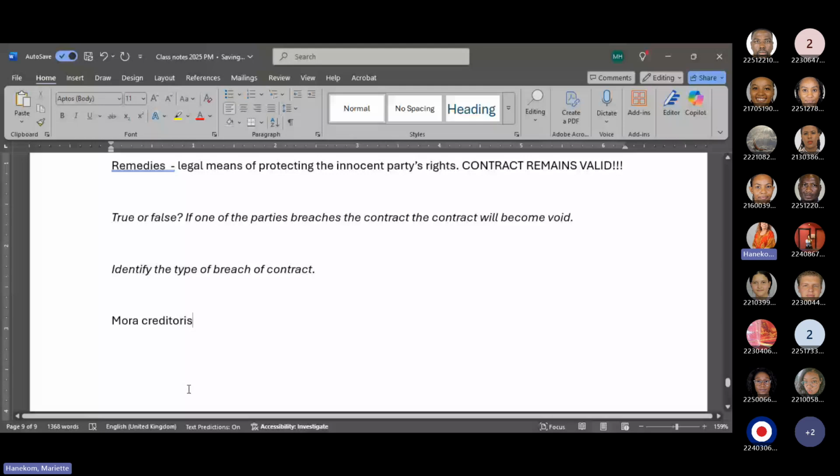Unfortunately, I try to avoid using Latin terminology. When I started off studying law many, many years ago, as in literally very many years ago, we still actually had to study Latin as a subject. Fortunately, that is no longer required, but our law comes from Roman Dutch common law, so there is still some terminology which is occasionally used. Ach, not mora creditoris, sorry, my bad.